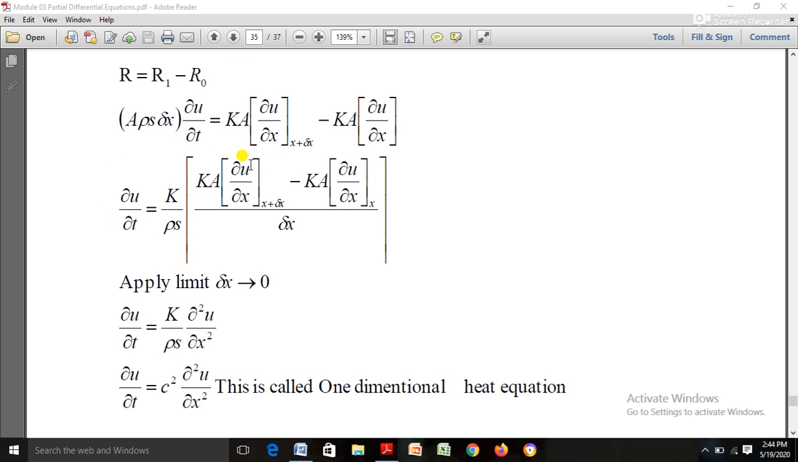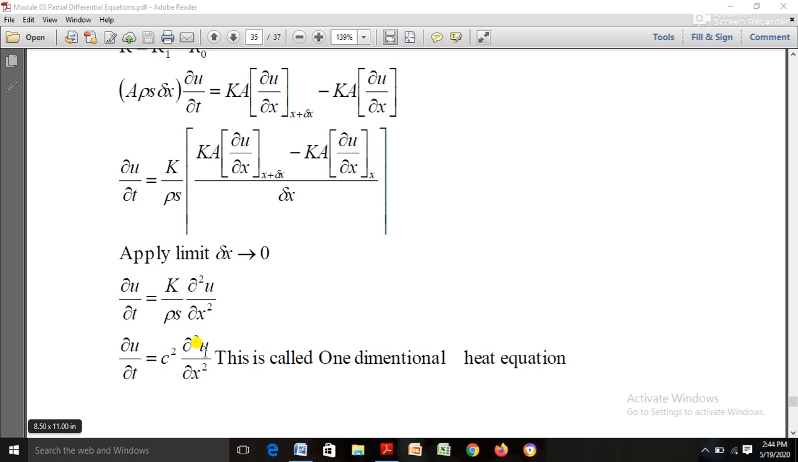Here is the definition of the partial derivative with respect to x. It can be written as dou square u by dou x square. Therefore dou u by dou t equal to K divided by rho S times dou square u by dou x square. Here c square means K by rho S. Therefore dou u by dou t equal to c square into dou square u by dou x square. This is called the one-dimensional heat equation.